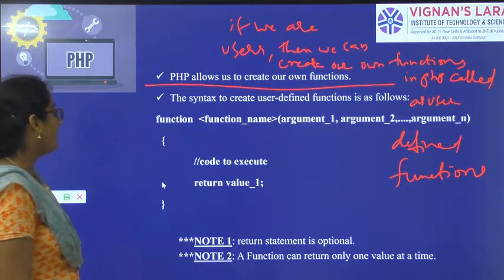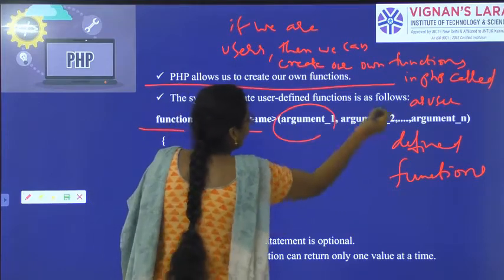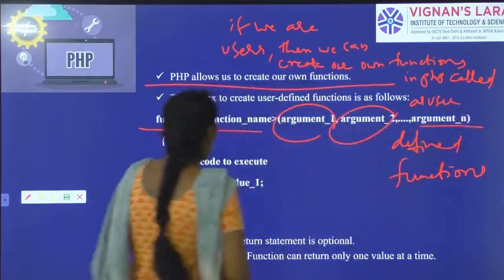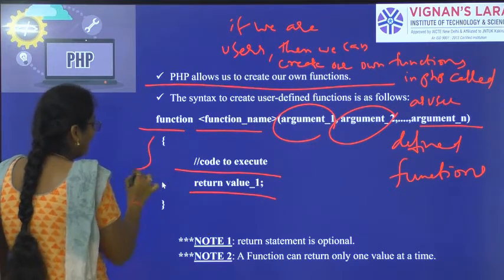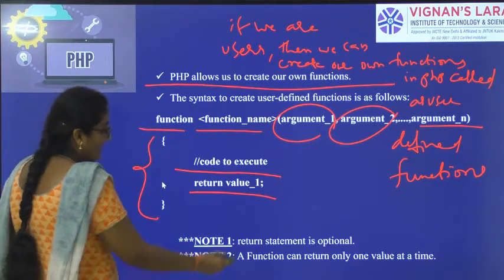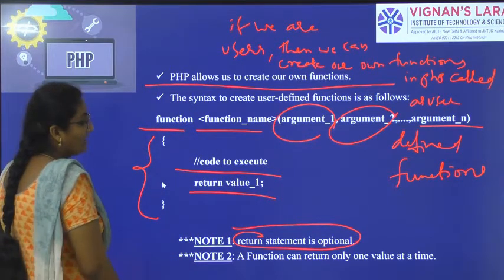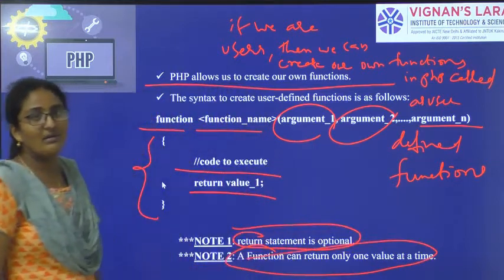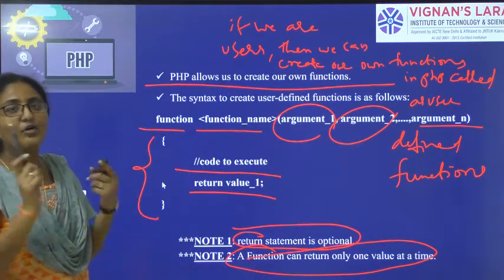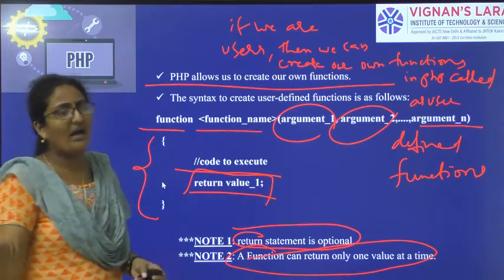The syntax of a user defined function will be like this: function, function name, argument 1, argument 2 and so on up to argument n, braces open, code to execute, return value, braces close. The return statement is optional. Whether you have it or not, there is no problem. A function can return only one value at a time. So what are the points you should remember? A function can return only one value at a time. The return statement is optional. If you want to have it, you can have it.